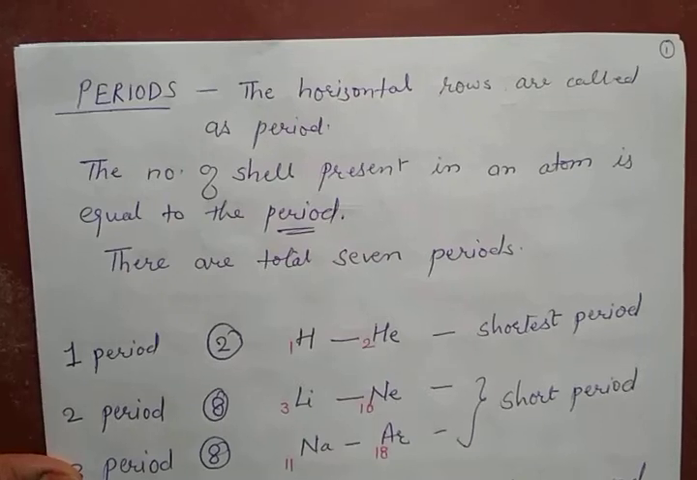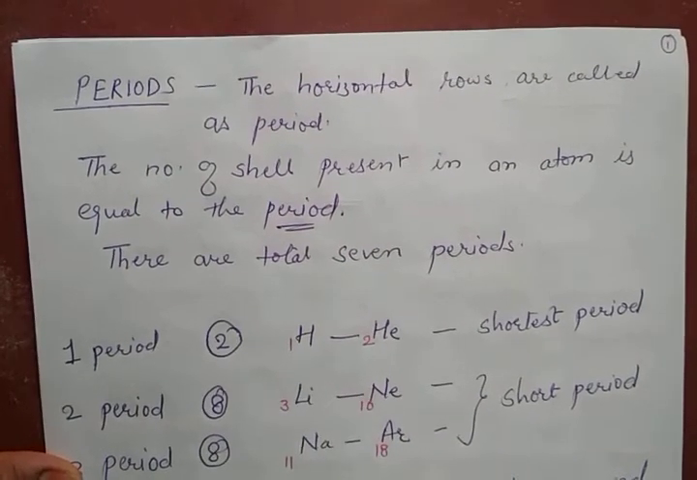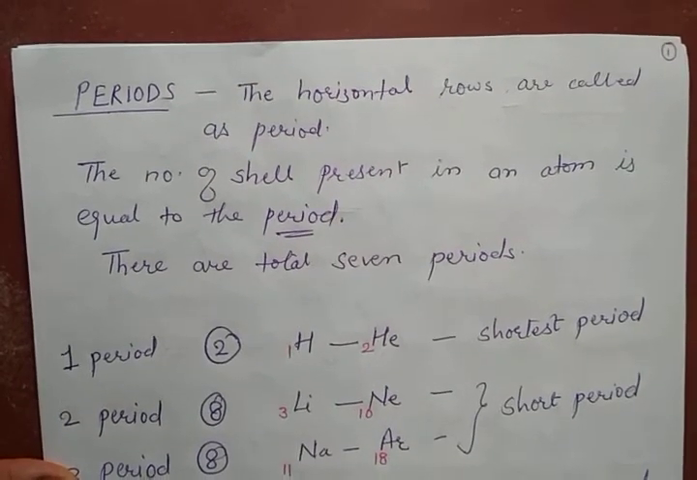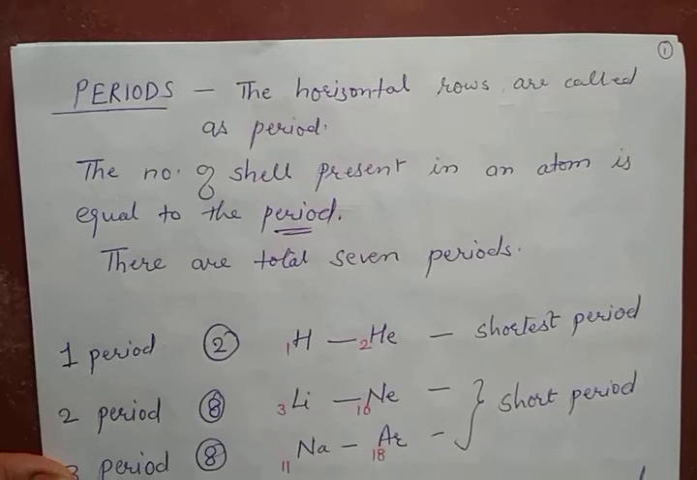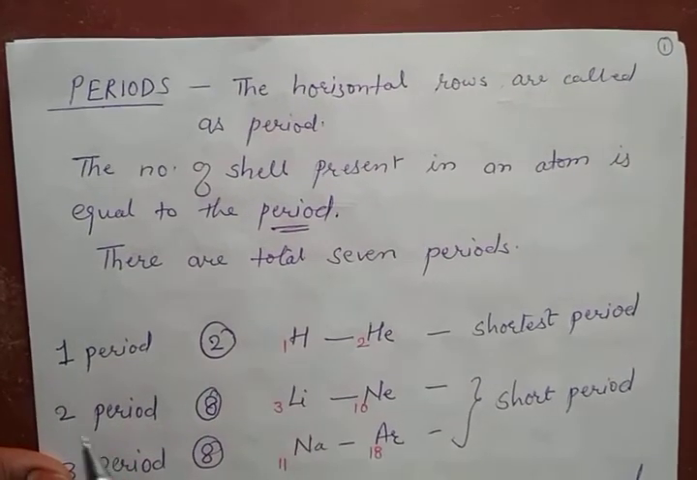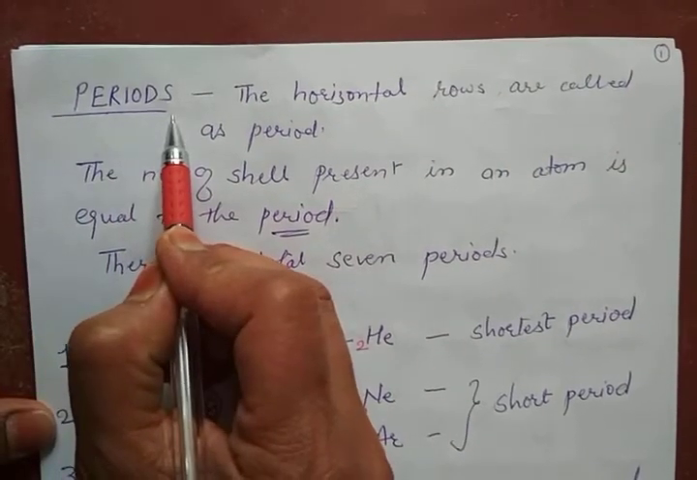Good morning, students. As you remember, in the last period we completed the first salient feature of the periodic table, that is the groups, the vertical columns. Their complete detail we completed in the last period. Now let me start with the second salient feature of the periodic table, that is the periods.